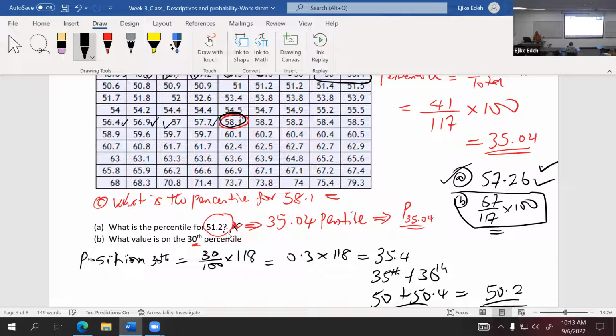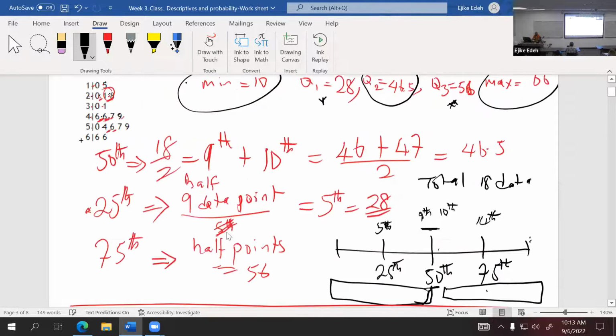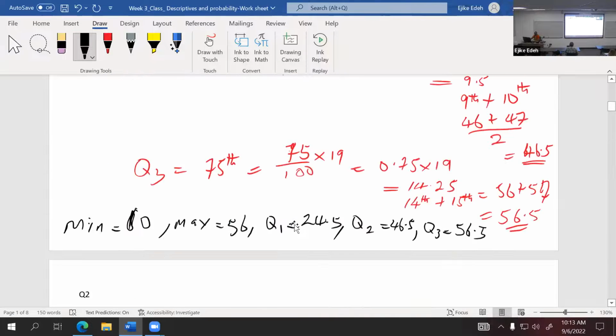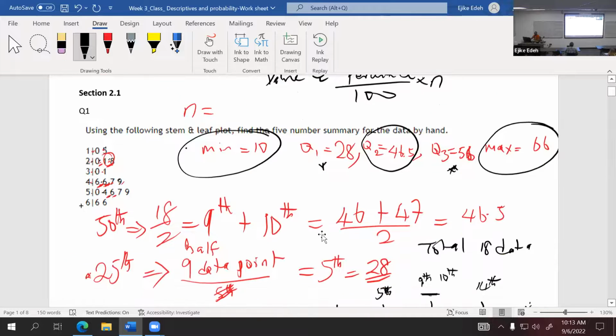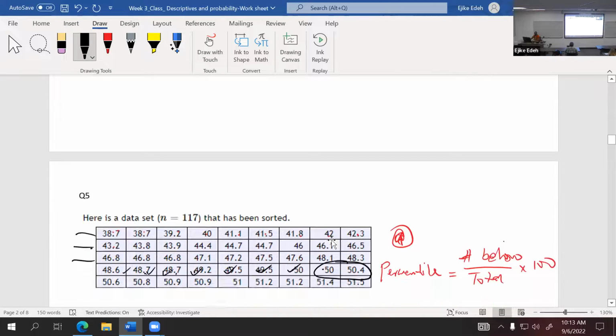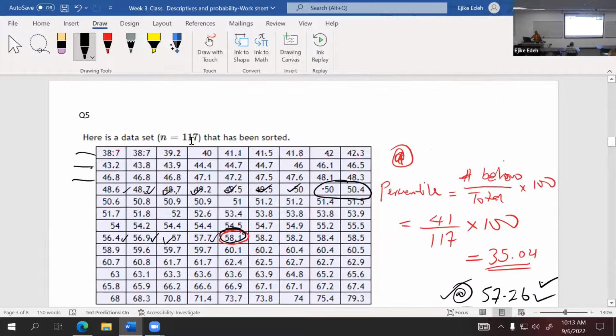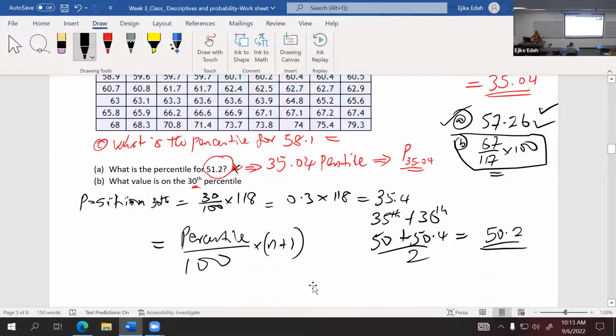We are using the formula: percentile over 100 times n plus 1. Since n is 117, you added 1 to it to make it 118. Okay. Any other question on this?